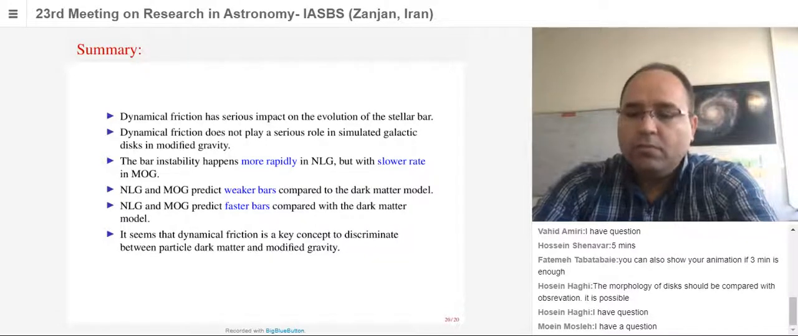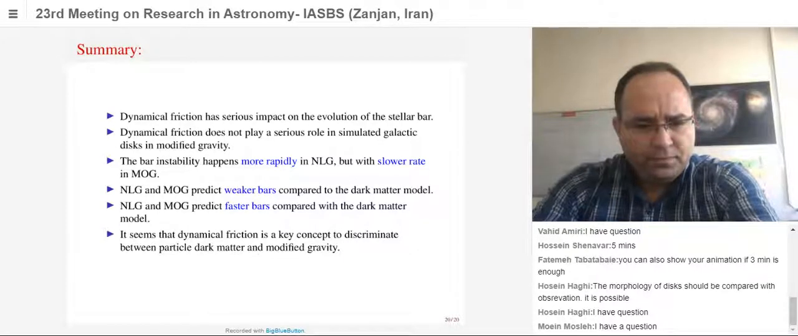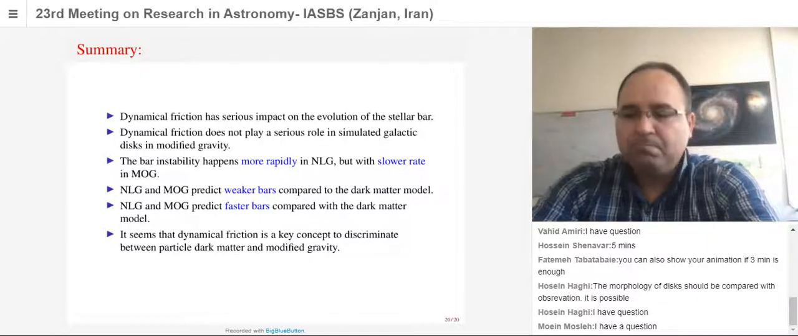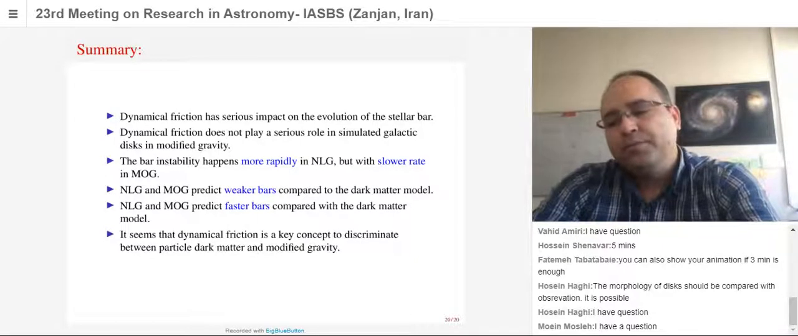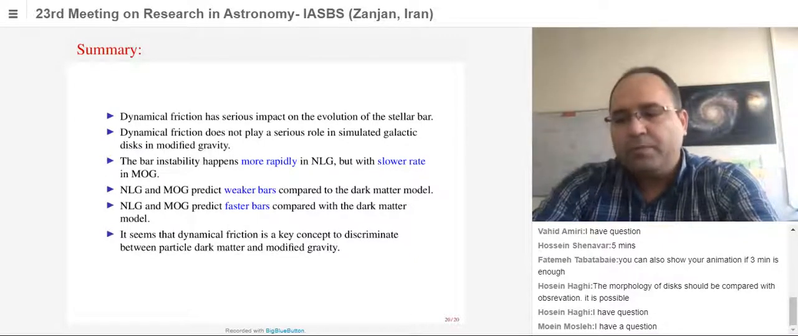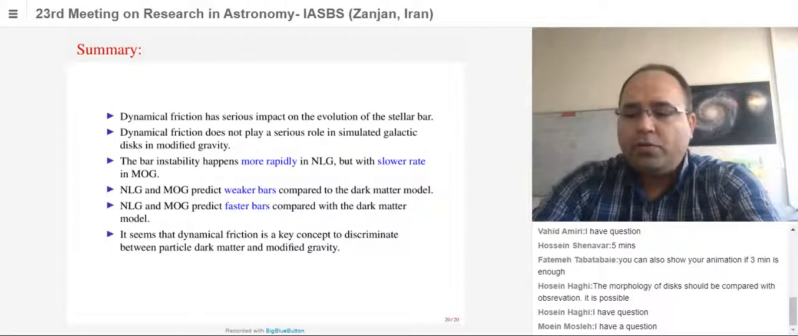And also, I think you got very interesting results and they show the difference, for example, in the morphology of disks in different gravity models. So I think it would be a good next step to compare with observation, because we have enough observations of the morphology of disks, so it is easy to compare. Yes, of course, we are working on it.